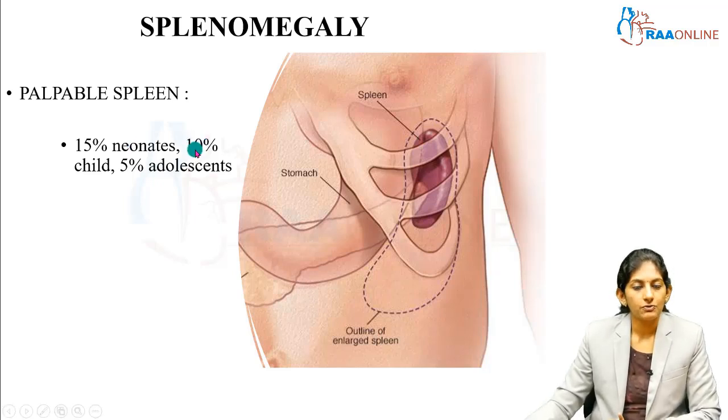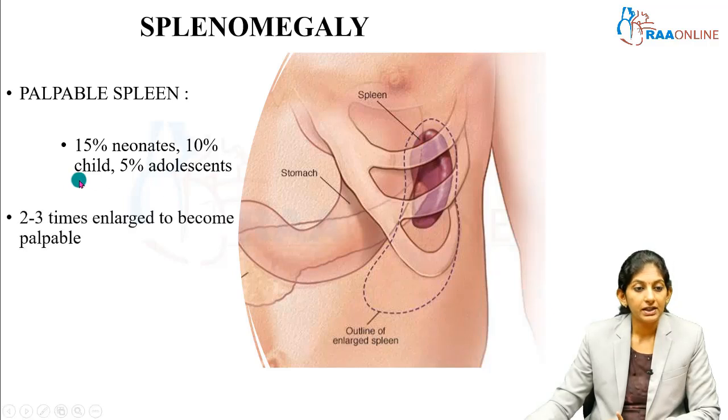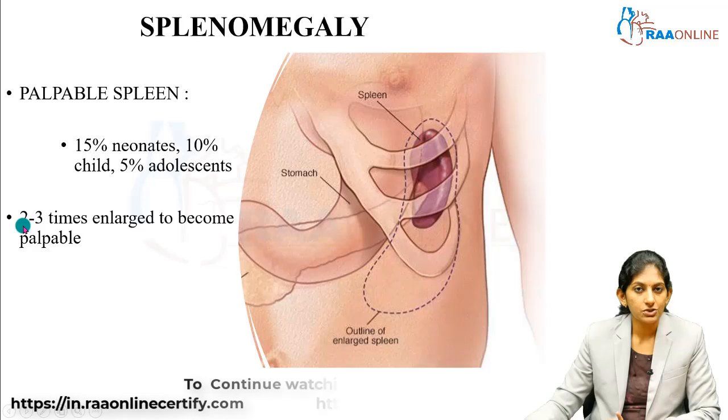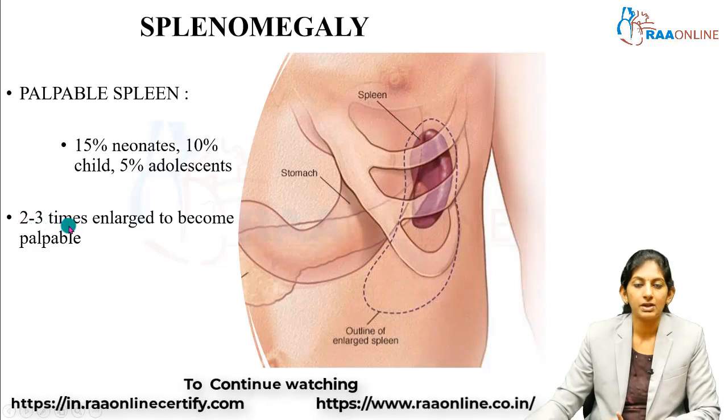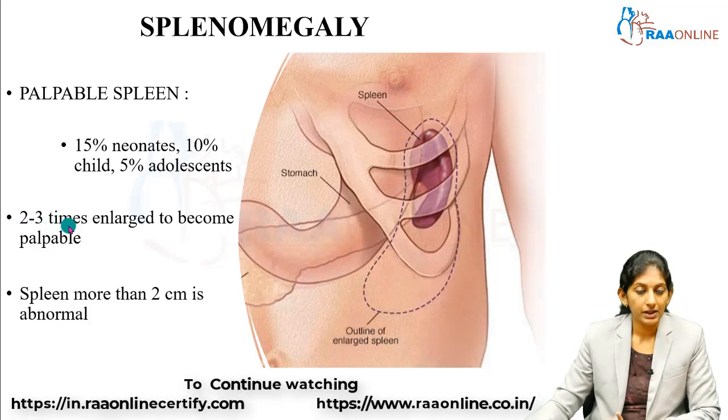In 10% of children and 5% of adolescents, the spleen tip can be palpable. We still have to rule out any underlying causes of splenomegaly in such individuals, and the spleen needs to enlarge at least 2 to 3 times to become palpable. Any spleen palpable more than 2 cm is abnormal.